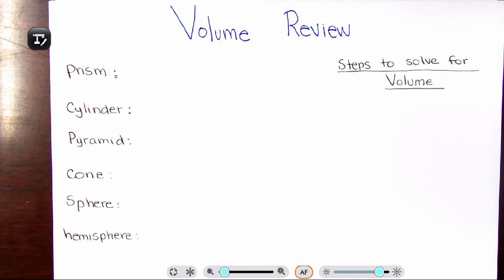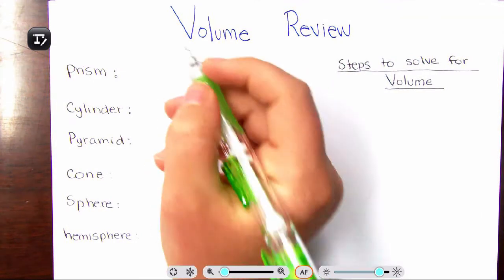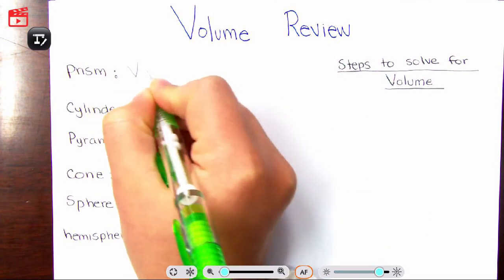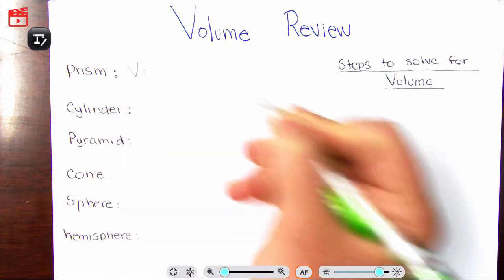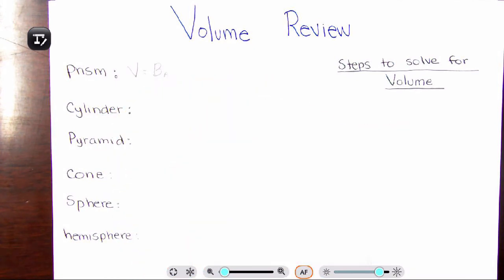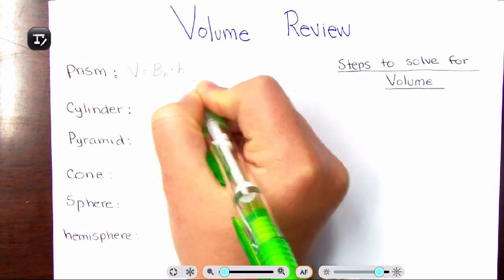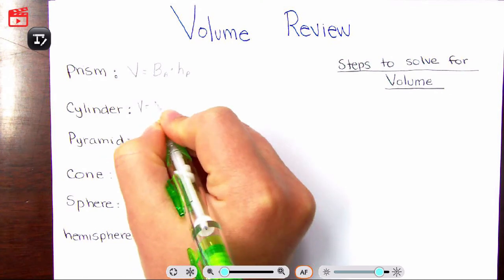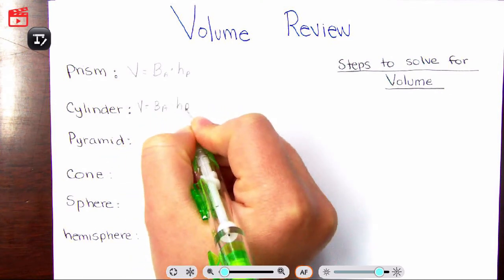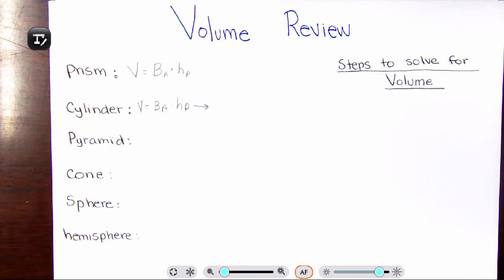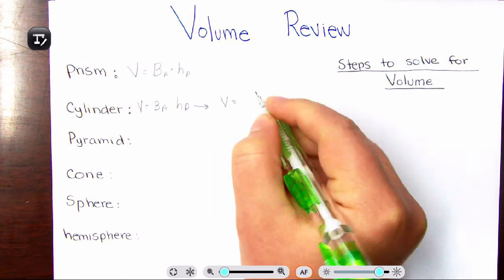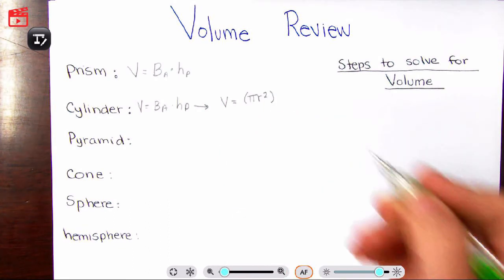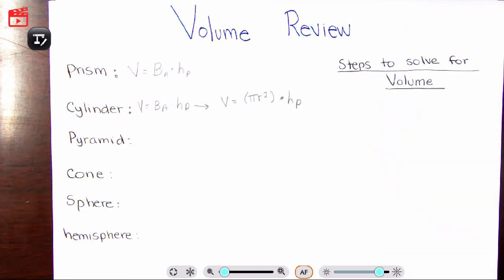Some of these are going to be similar, and you should know that they are similar. All right, let's go ahead and get started. Prism: volume is equal to the area of the base, I'm going to write A here, times the height of the prism. Cylinder is very similar. Area of the base times the height of the prism. I'm going to put an arrow here because we know what the base of a cylinder is, and that is a circle. So we're doing the area of a circle times the height of the prism.